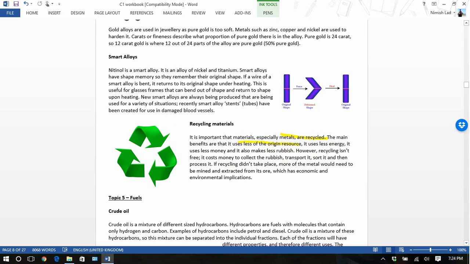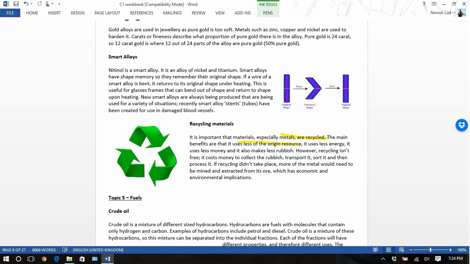However, recycling does cost. It's not free. You have to transport this somewhere, you have to sort it, you have to process it. But if this recycling didn't take place and we mined more of the metal, that's going to eventually lead to that metal running out, but also it has environmental implications in terms of the release of CO2 and other gases.